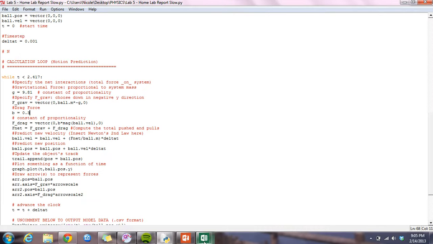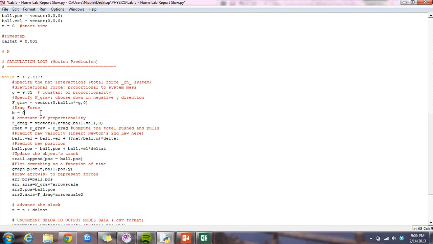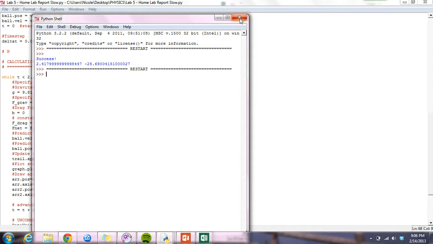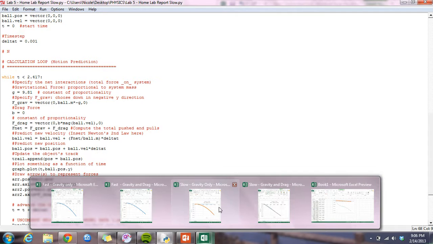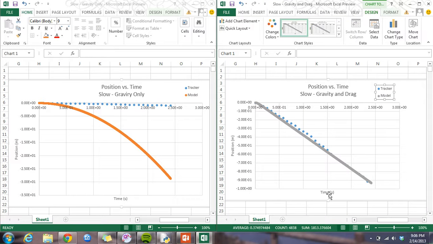And we see this right here. So once again, using drag and gravity, our Python model is a very good representation of our tracker model. Now, if we were to just consider gravity, our models are going to be completely different. So see, these graphs don't even match up at all. And when comparing the two, we can see that when we consider drag and gravity, it's a much better representation than just considering gravity only.